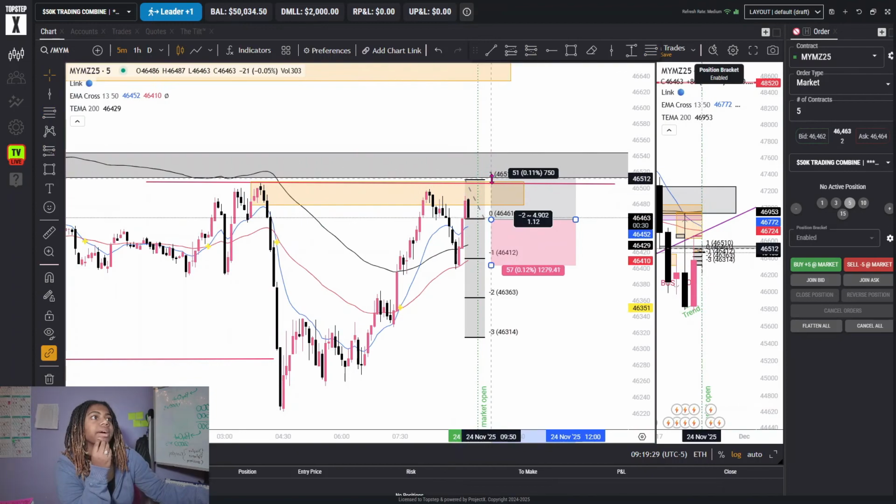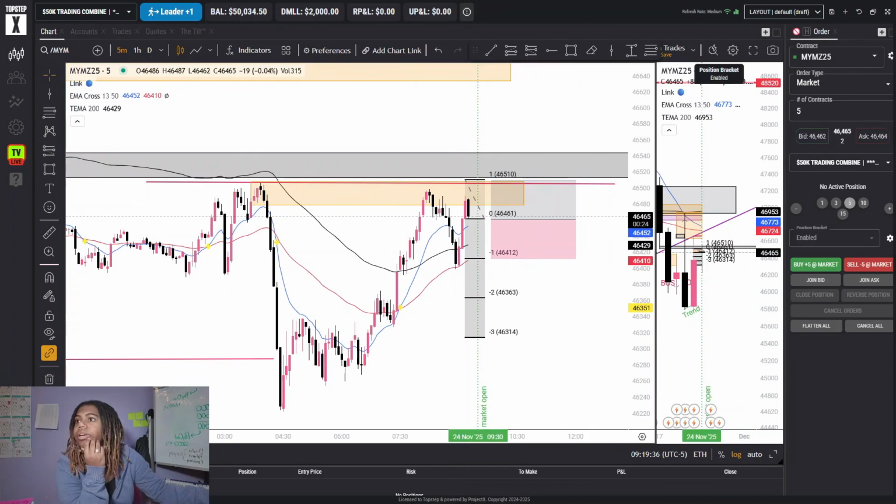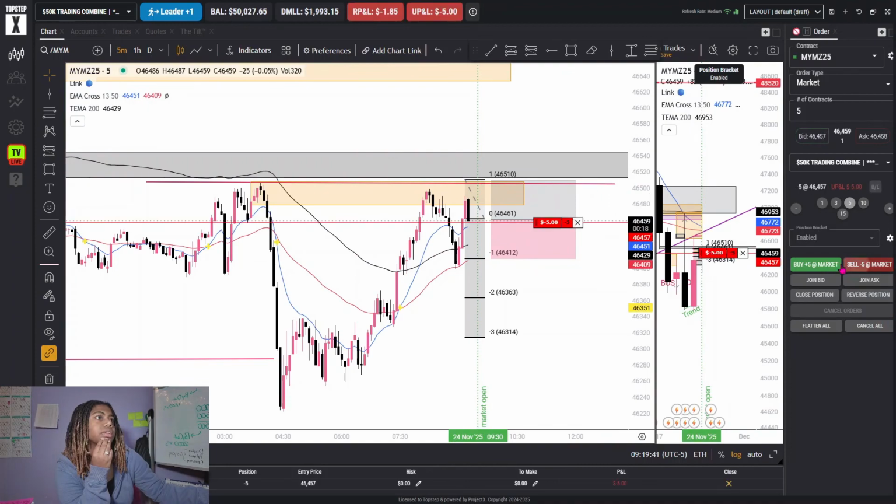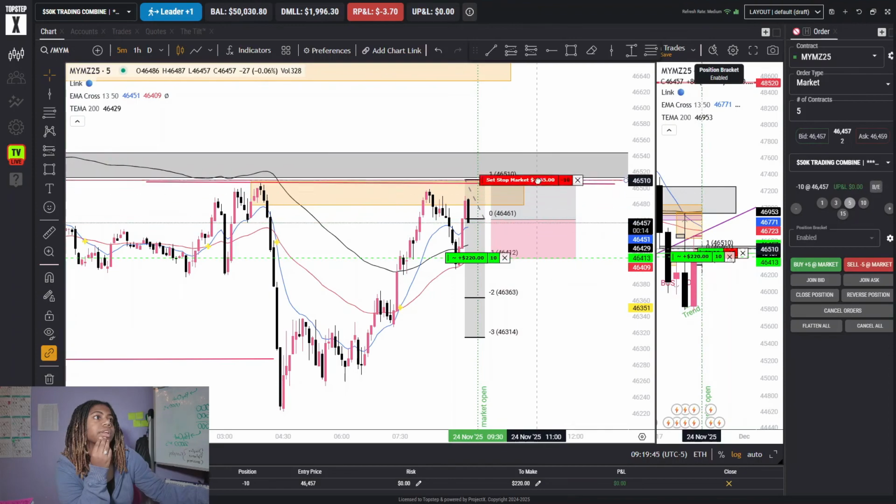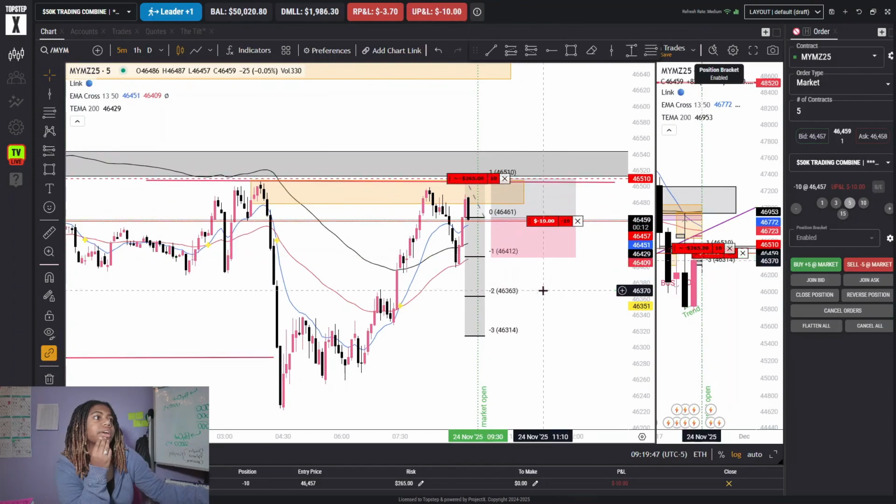And for me right now, I've been shooting for 1-to-1s because they've been working for me. So if we can get a break here, I wouldn't mind taking the 1-to-1. And we just did. I'm going to shoot for the 1-to-1, and then I'll take off 8 contracts.